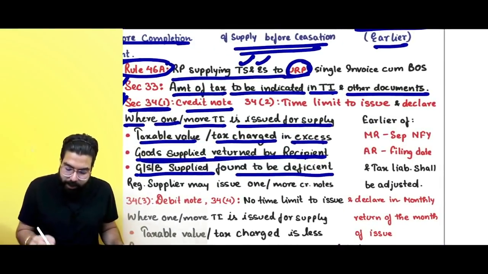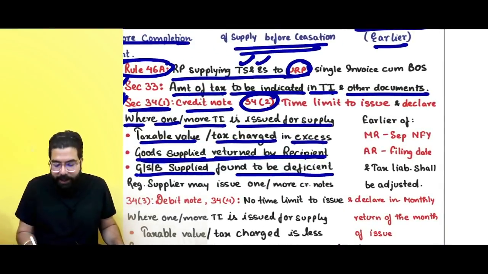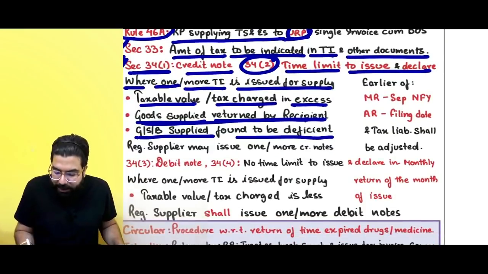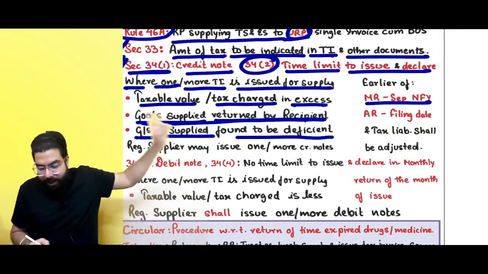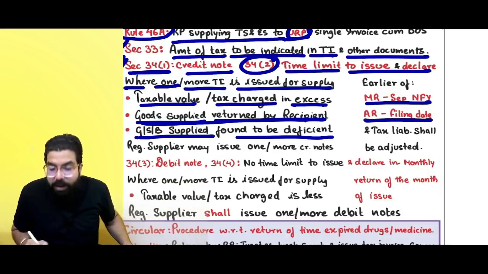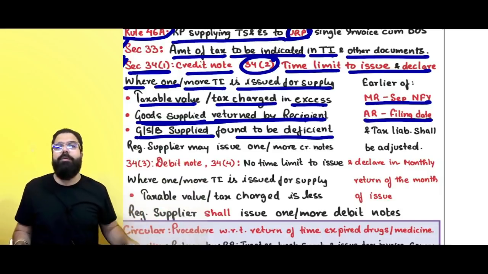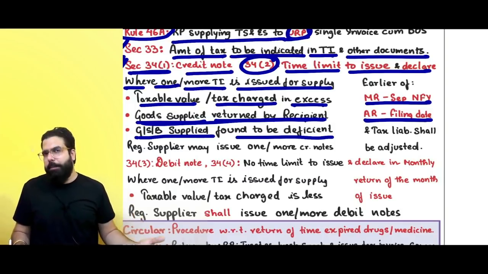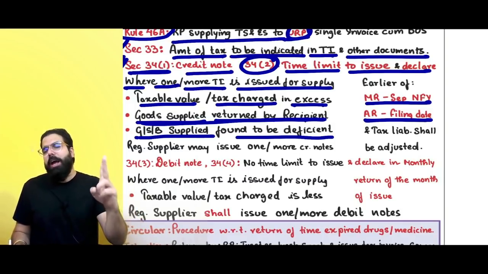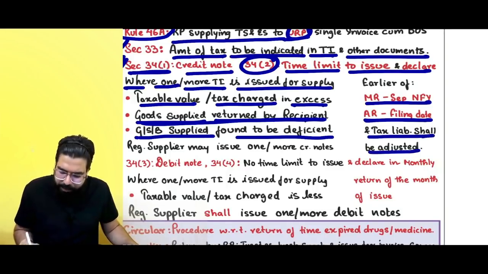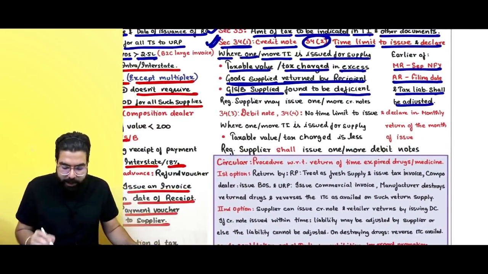Done, sir. Section 34(2) says the time limit to issue and declare a credit note is the monthly return of September of the next financial year, or the annual return filing date, meaning 31st December is the due date. You have to see the actual date of filing the annual return or the due date of the September monthly return, whichever is earlier, and your tax liability shall be adjusted. Okay sir, point is clear.